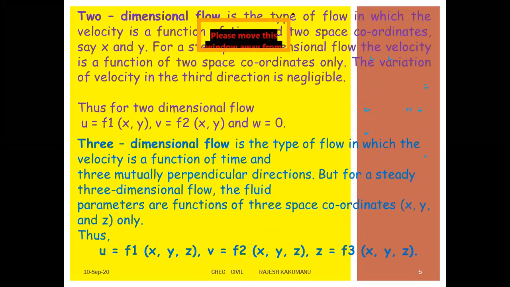Now if you see the two-dimensional flows, it is a type of flow in which the velocity is a function of time and two space coordinates, say x and y. For a steady two-dimensional flow, the velocity is a function of two space coordinates only. So the third one is negligible.